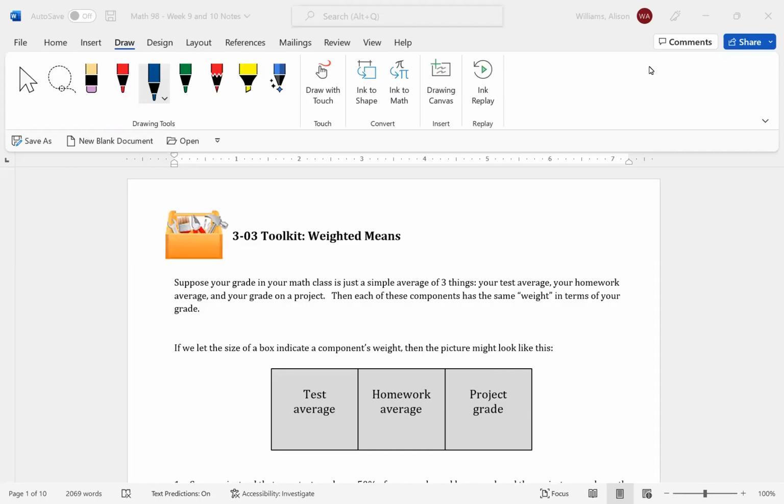In this video, we're going to talk about weighted means. Now, as students, you actually have a lot of great examples of weighted means kind of built into being a student. So let's consider this first example.